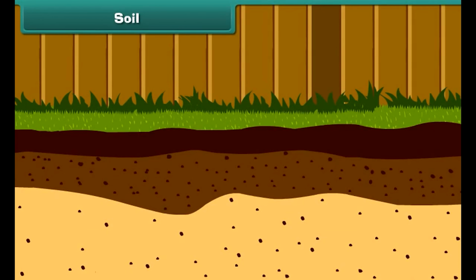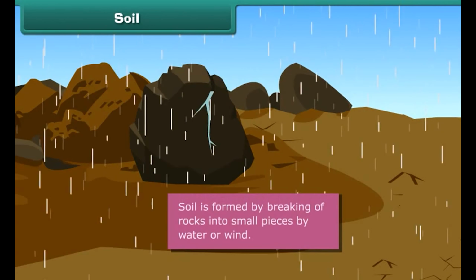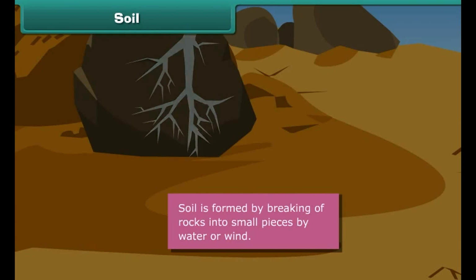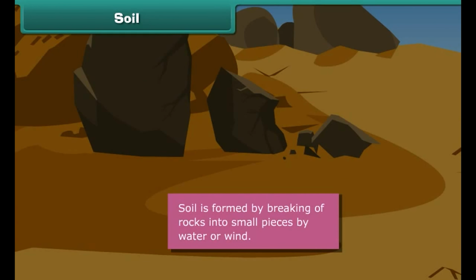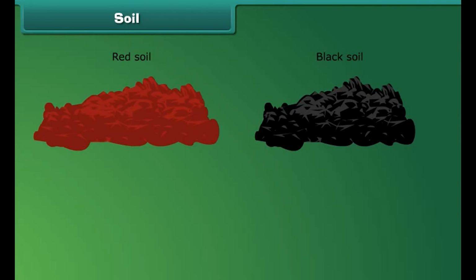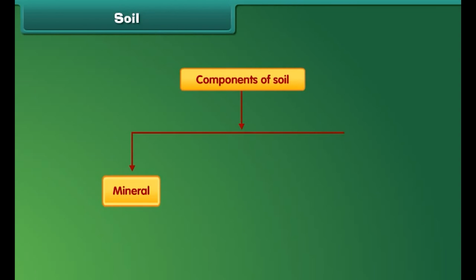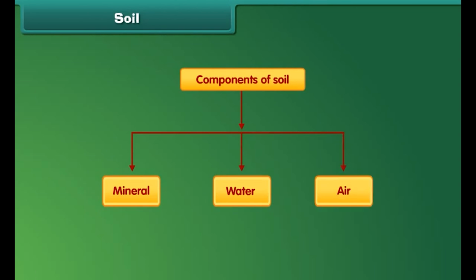Now we move on to another interesting topic of this course, that is soil. Soil is a thin layer of Earth's crust. It is formed by the breaking of rocks into small pieces by the influence of water or wind. Soils are of different types, such as red soil, black soil, coarse soil, and fine soil. Mineral, water, and air are the three important components of soil.